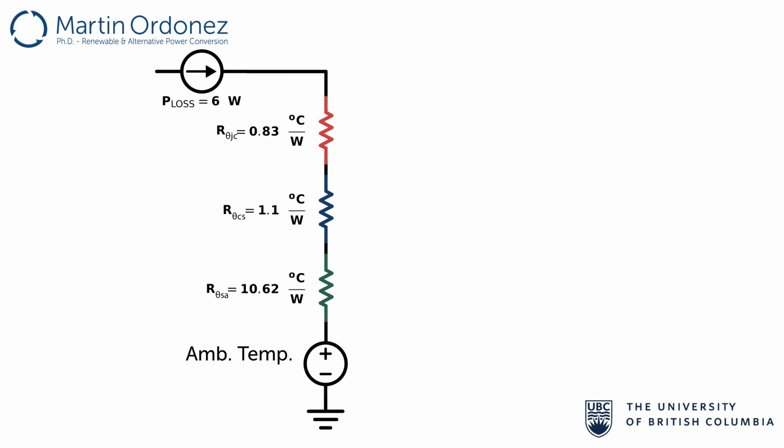The thermal resistance R theta JC is 0.83 degrees per watt. By considering 25 degrees Celsius as the ambient temperature or reference voltage, and using the heatsink's calculated thermal resistance times the power loss of 6 watts plus the reference temperature, we have 88.72 degrees for the temperature at the heatsink.